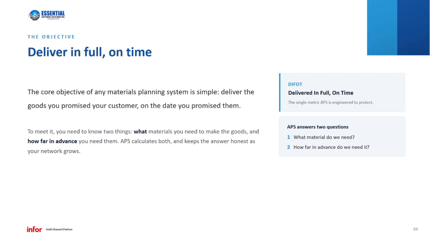To meet that, you need to know what materials that you're going to need, whether it's raw materials or manufactured components, and how far in advance you're going to need it. So APS, Advanced Planning and Scheduling, exists to answer those 2 questions reliably. That's the whole game. That's the whole point of APS. And the complexity gets more difficult as you add plants or sites.